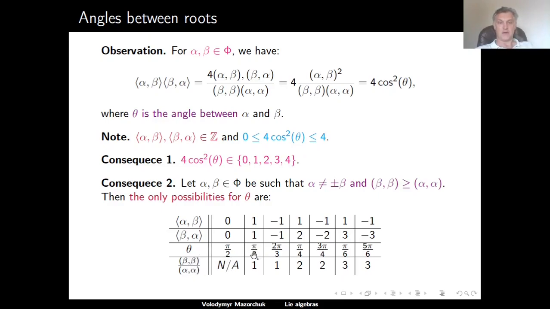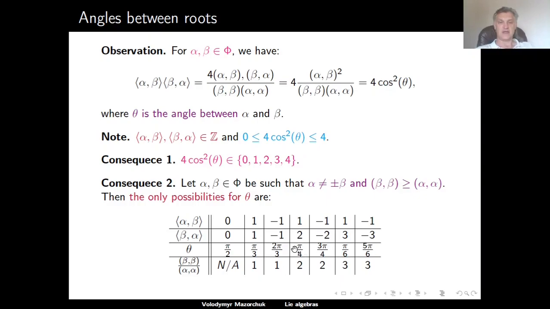Theta can be pi over 3, which means that both angle brackets take values 1, in which case the ratio between the lengths of beta and alpha is 1, so alpha and beta must have the same lengths. Similarly, we can change the sign for the angle brackets, and when both have values -1, the angle theta will be 2 pi over 3, and both vectors must have the same lengths.